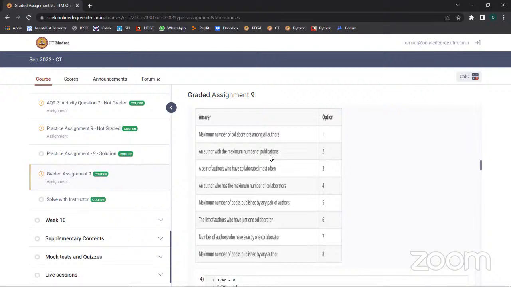Okay, sir. Then how about option 5? Option 5, maximum number of books published by any pair of authors. So the maximum number of books which are released, in this case published as in they are released by the same pair of authors. So still we are talking about the books written by the same pair, we can say, right? Correct, exactly. That is what that word is.